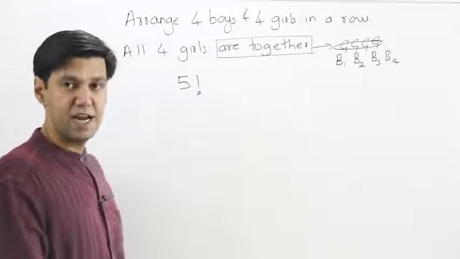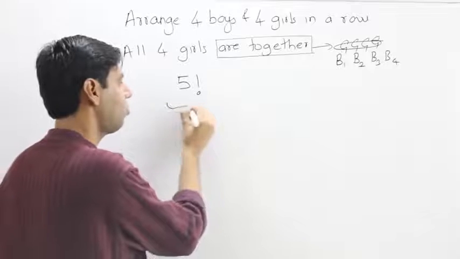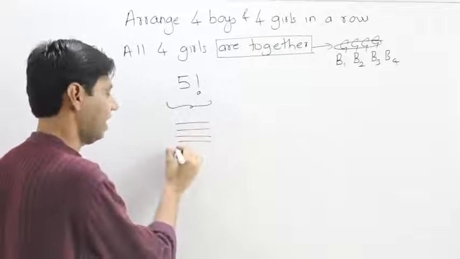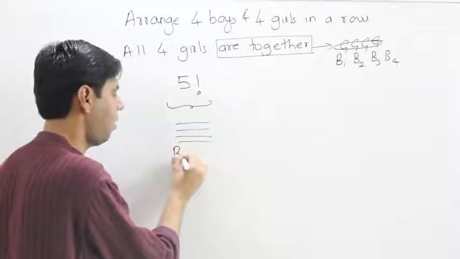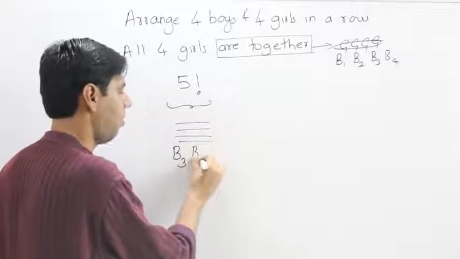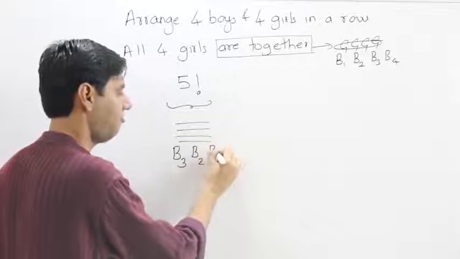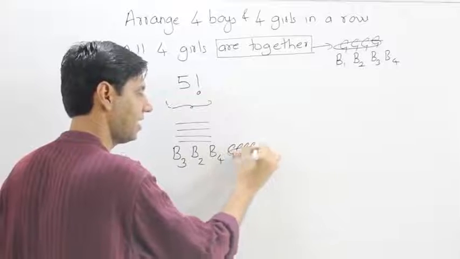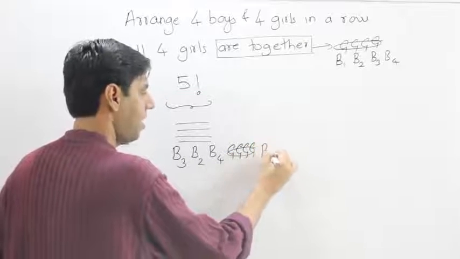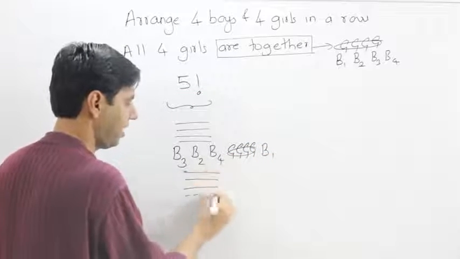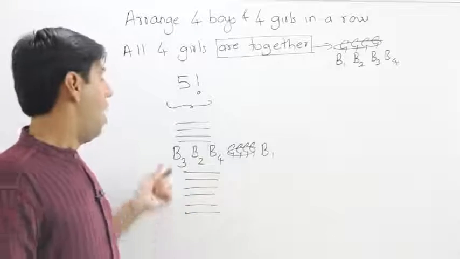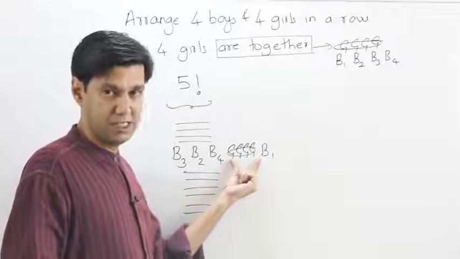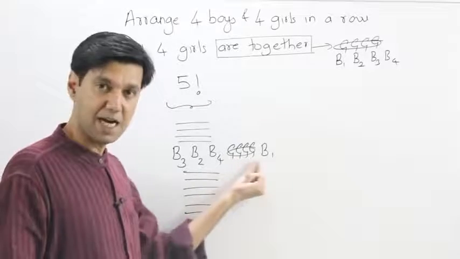But is this my final answer? 5 factorial, these are 120 ways. So in these 120 ways, one of the ways I'm randomly picking up is, let's say, boy 3, boy 2, boy 4, and then there's this group of girls that we treated as just one entity, and boy 1. Now this is just one of the 120 different ways. This we have treated as a single object, but there are 4 girls there. Can the girls arrange among themselves?